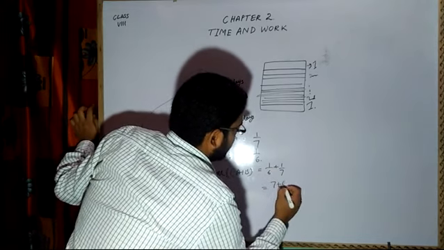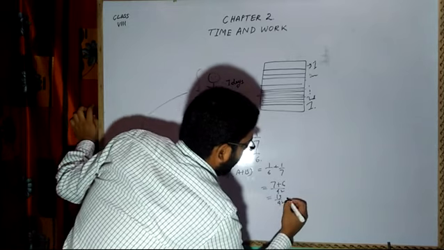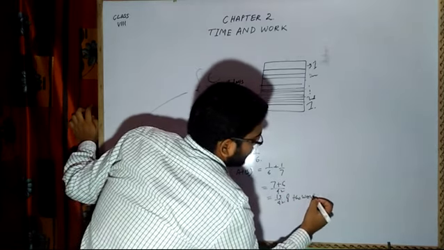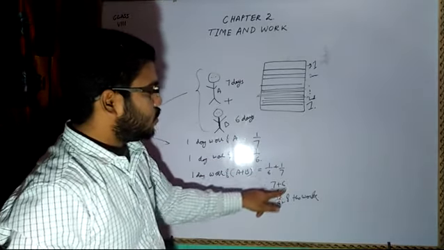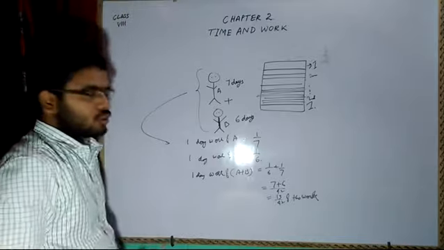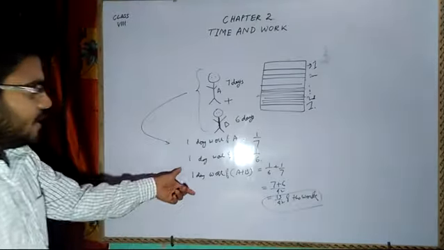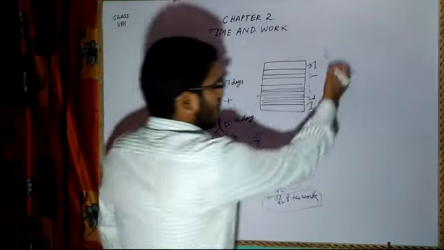Take the LCM, 42: 7 plus 6, 13 by 42 of the work. I hope all of you understood. 1 by 6 his work plus his work, LCM 42, 6 plus 7, 13 by 42. This much part of the work is done in 1 day. Now how many days will these two take together to finish the work?